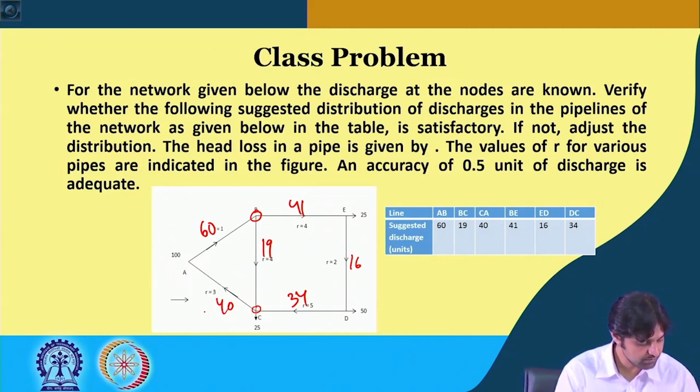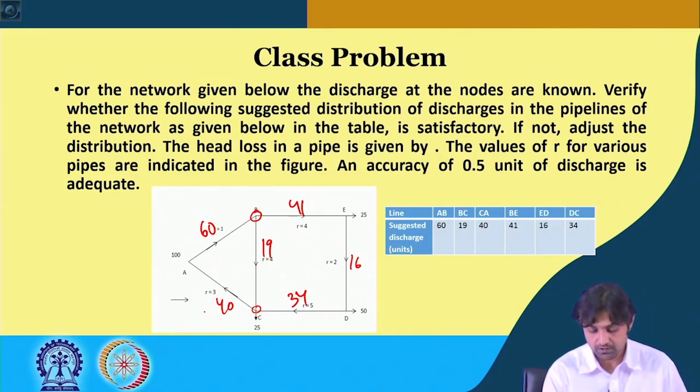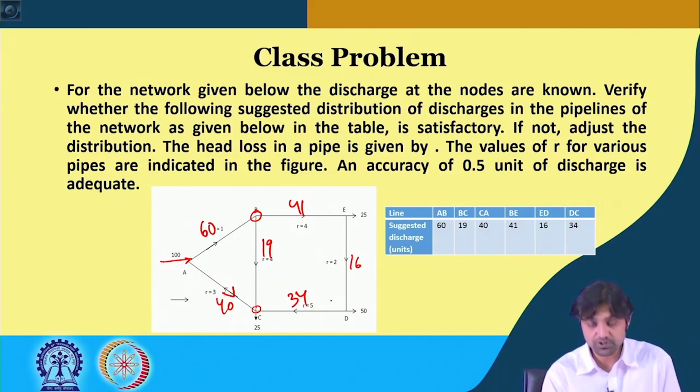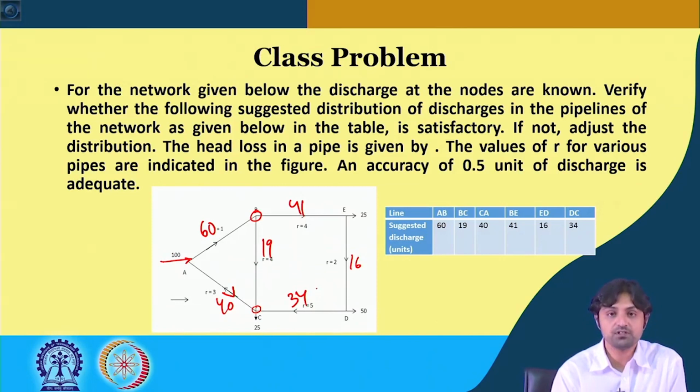So I think there is a little problem here, DC 34, ED 16, but whatever these values are, we have to check if the Hardy-Cross method is applicable there or not. So the continuity equation, actually this should not be 19, it should be 20, 19. If 100 is coming here, then 60 is going, 40 is coming here. We have to readjust the values a little bit here, but more important is the procedure that we are going to adopt here. So let's start with the solution.